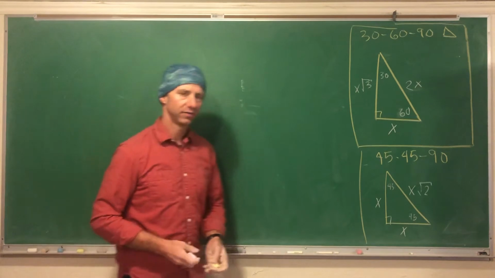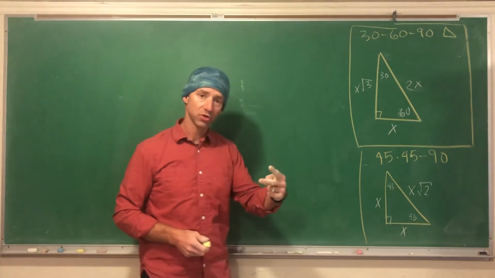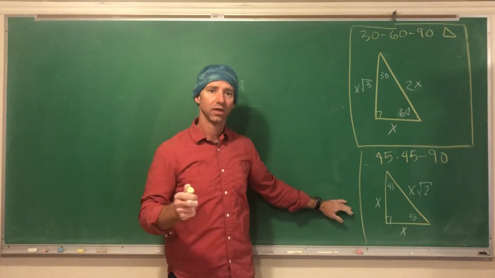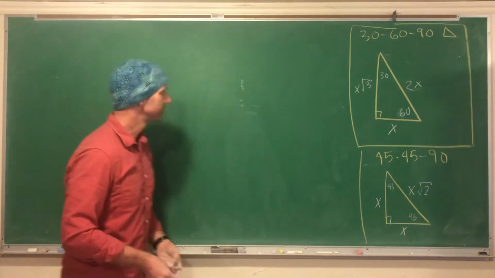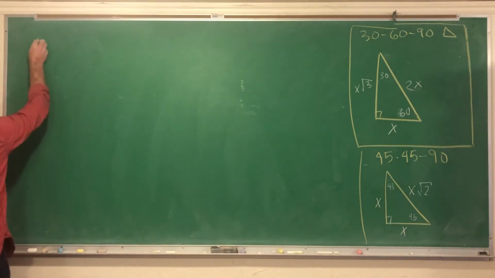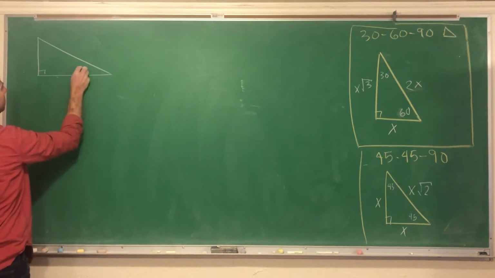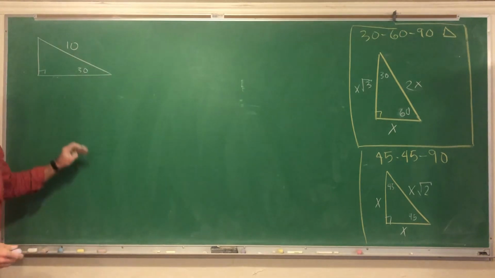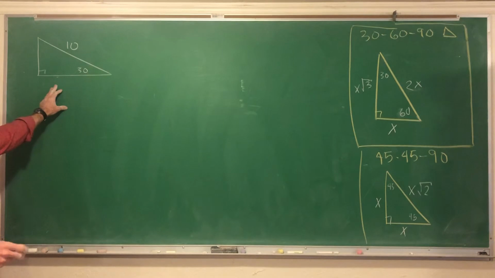Now that we have developed the relationships of the two special right triangles, the 30-60-90 and the 45-45-90, now we're going to look at how to use them. So let's start with this problem up here. Given this triangle, what are the remaining sides and angles?